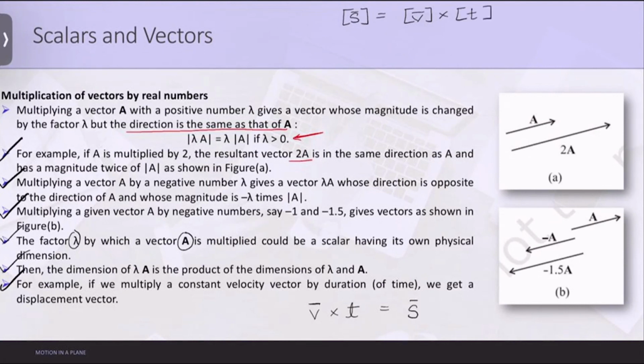We can prove it also. What is the dimension of LHS? The dimension of LHS is nothing but meters. What is the dimension of RHS? What is the dimension of v bar? It is meter per second. What is the dimension of time? It is second. So second gets cancelled. It is meter. So as you can see, LHS is equal to RHS. Okay, so that is how the dimension homogeneity is proved. Fine. So that was the multiplication of vectors by real numbers.